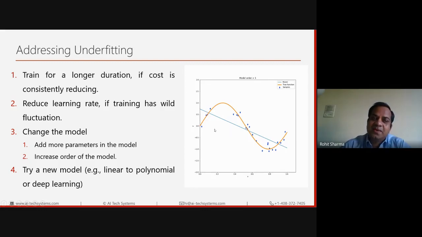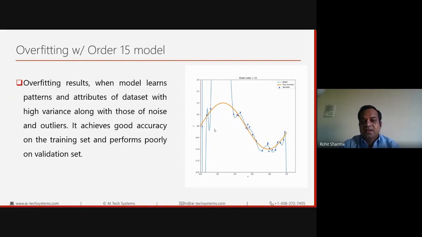And if you give it a hypothesis somewhat like y is equal to w1x^5 + w2x^4 + w3x^3 + w4x^2 + w5x plus bias, and you provide this equation as a hypothesis to gradient descent, it might be able to do the job. So the first order of business is to check your hypothesis. And then there are other things, like you might want to reduce the learning rate if training has wild fluctuation, and of course change the model, try a new model, linear to polynomial, or go for deep learning, and so on. So that was underfitting on a data set of 25 points.